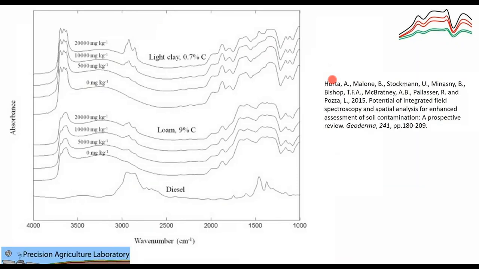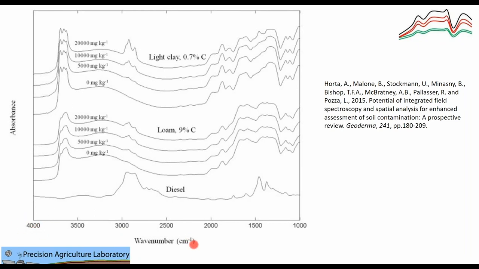Okay, so this is another example. This is a paper by Ana Horta. This researcher is from Portugal. She came in 2015 to Sydney University. She was here, and she made a study about measuring soil contamination. So we are here in the middle infrared part of the spectra.